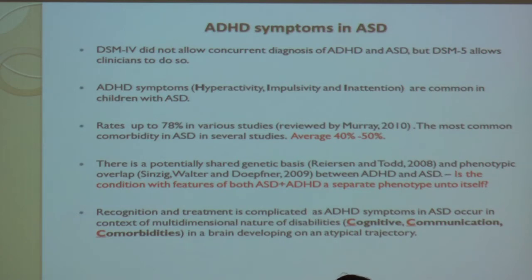As I said, I've already talked about this. So ADHD symptoms, as I said, are very common in children with autism. So hyperactivity, impulsivity, and inattention, they're very common. Several studies have been done over the past several years. They have used scales to measure ADHD symptoms, and most studies have found the prevalence to be between 40% to 50%, that's the average. But there are some studies that found that the rates could be as high as 78%.